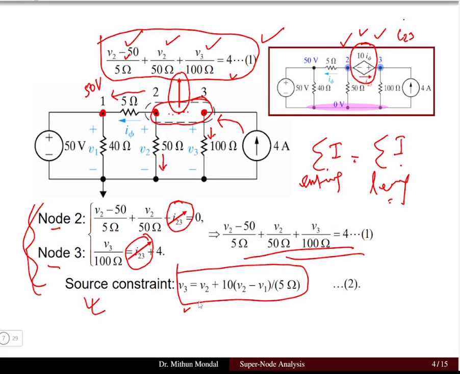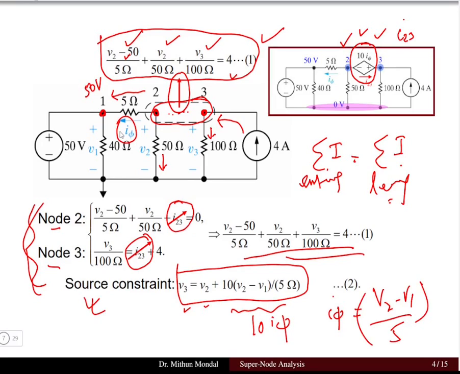So we can write V3 equal to V2 plus 10 I phi, where I phi we can get from the circuit as equal to V2 minus V1 by 5 ohms, because the current I phi is flowing from the second node to the first node, the second node being at higher potential and the first node being at lower potential. So the unknown variables from the two equations are the node voltage 2 and node voltage 3.